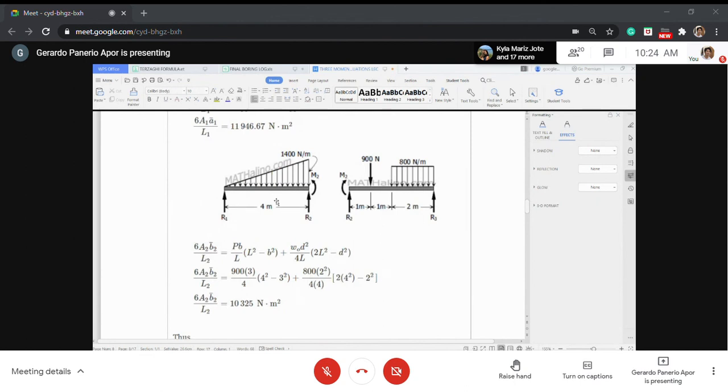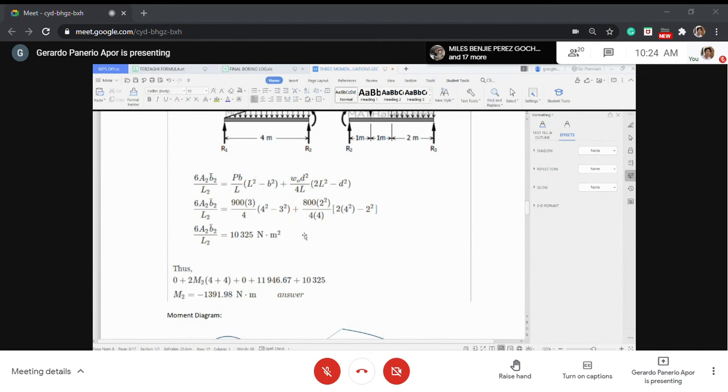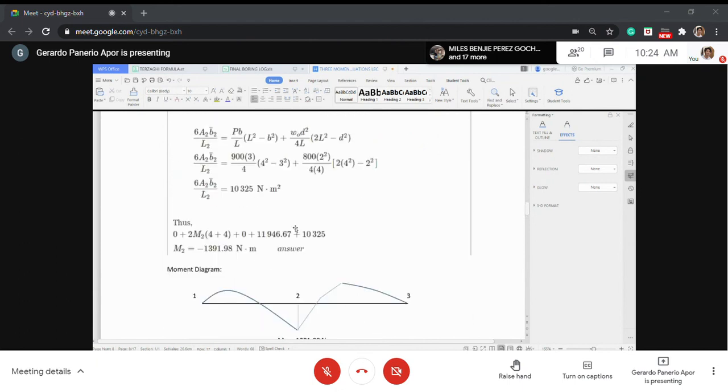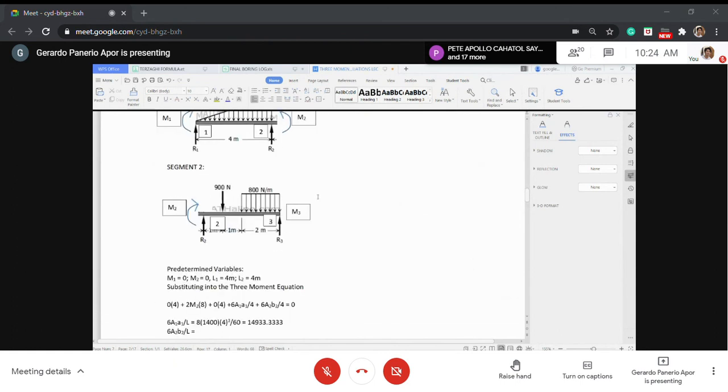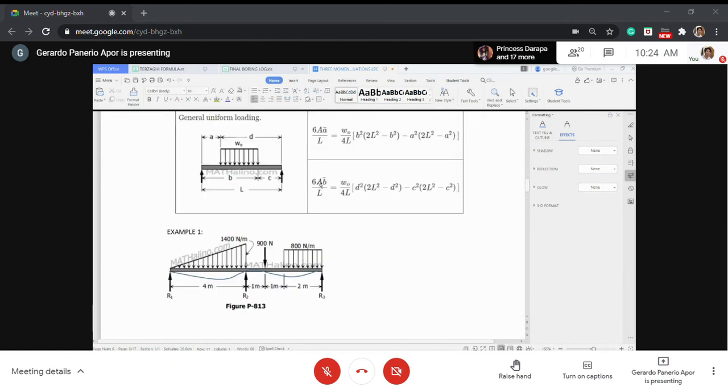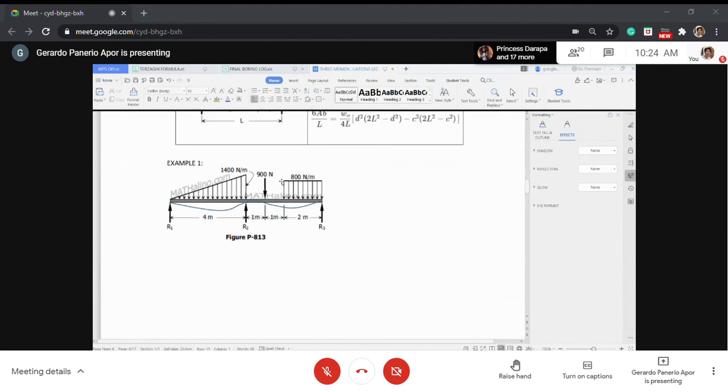But you really have to solve this, no? By just summing up moments using equilibrium, because you know M2 already, no? As of this moment, class, I use the three-moment equation to analyze this problem. So I just stop at the moment diagram because the three-moment equation will give you right away the moment. Now to solve for the reactions, you still have to solve it using equilibrium. Okay, but that's not a problem anymore because you solved already M2.